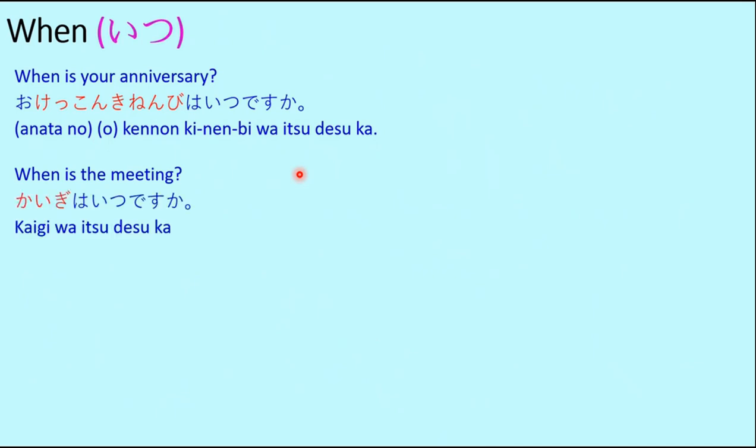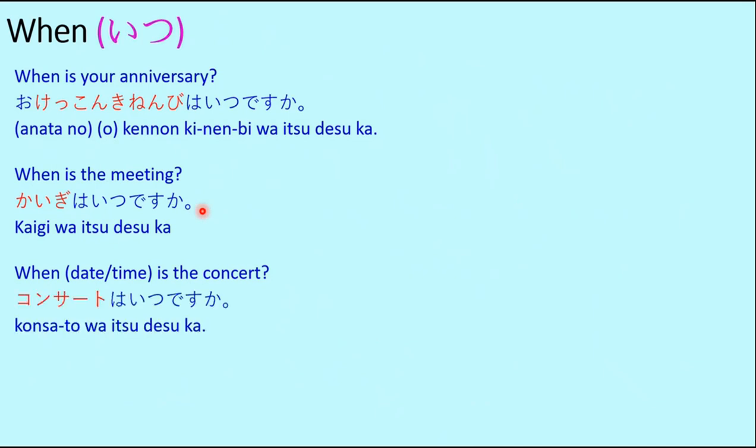When is the meeting? Kaigi wa itsu desu ka? Kaigi means meeting. When is the meeting? Kaigi wa itsu desu ka? So this is a very common question which any office goer encounters on a daily basis. Now, there can be two types of when questions. One may be asking about the date or time, and another type may be asking from what time to what time. So let's see both of these.